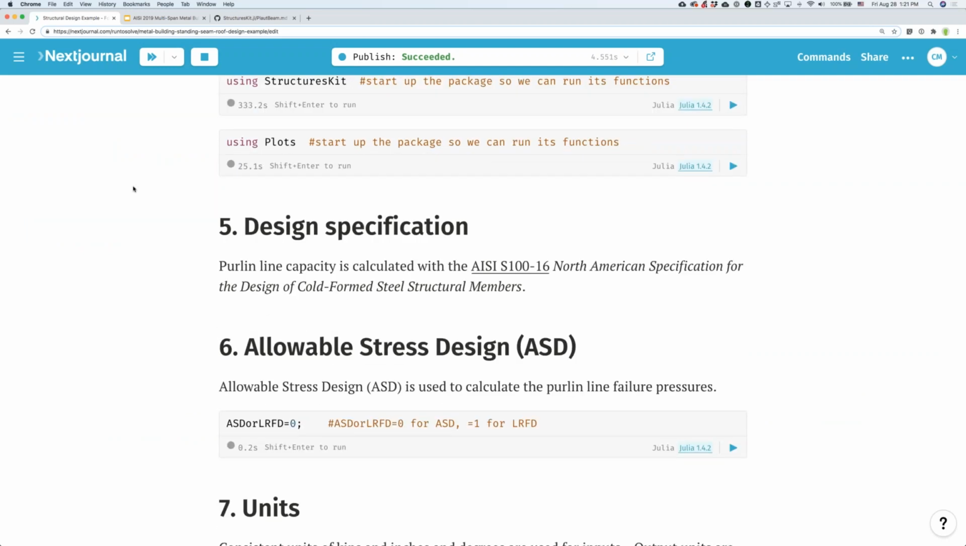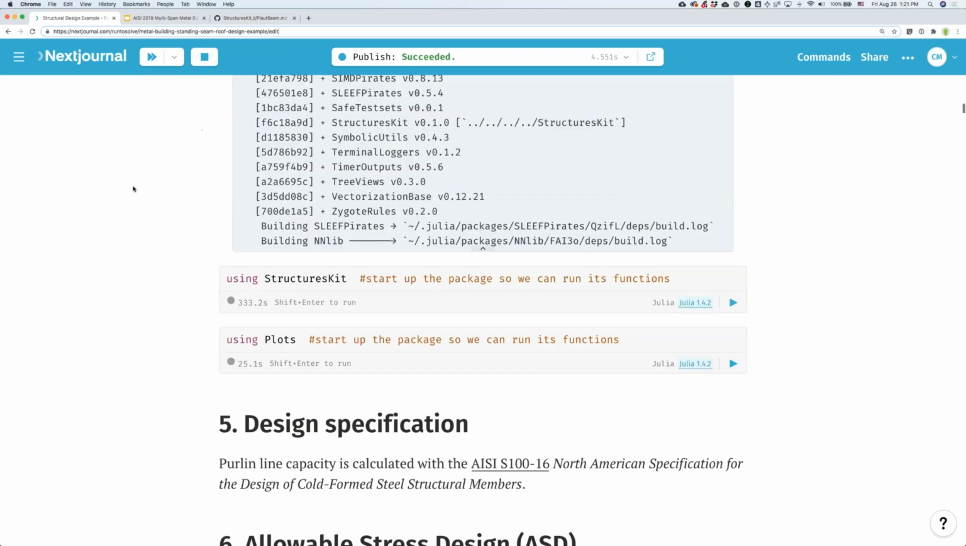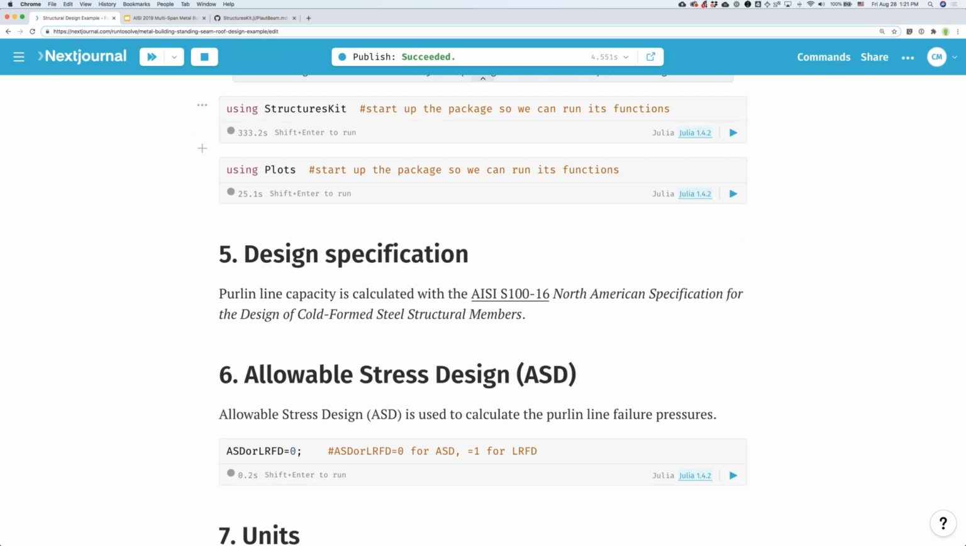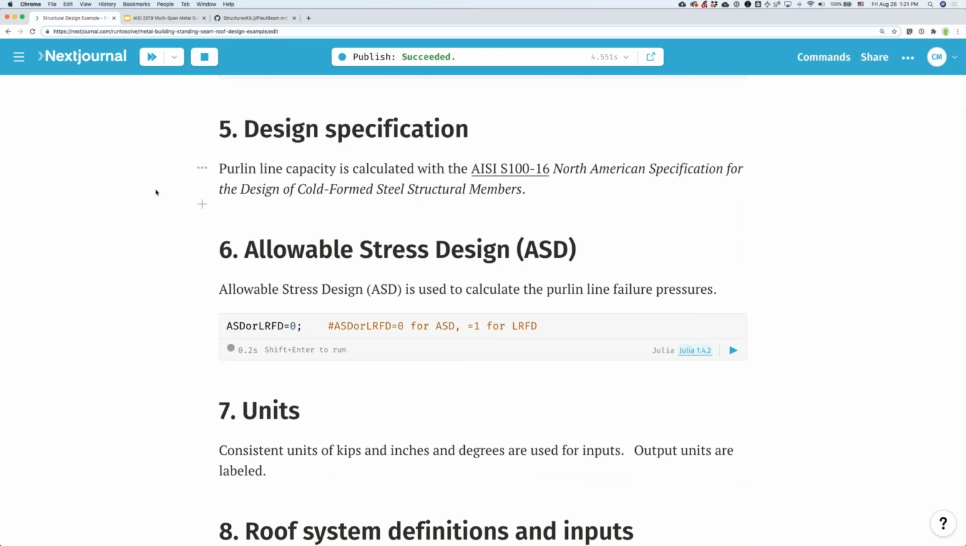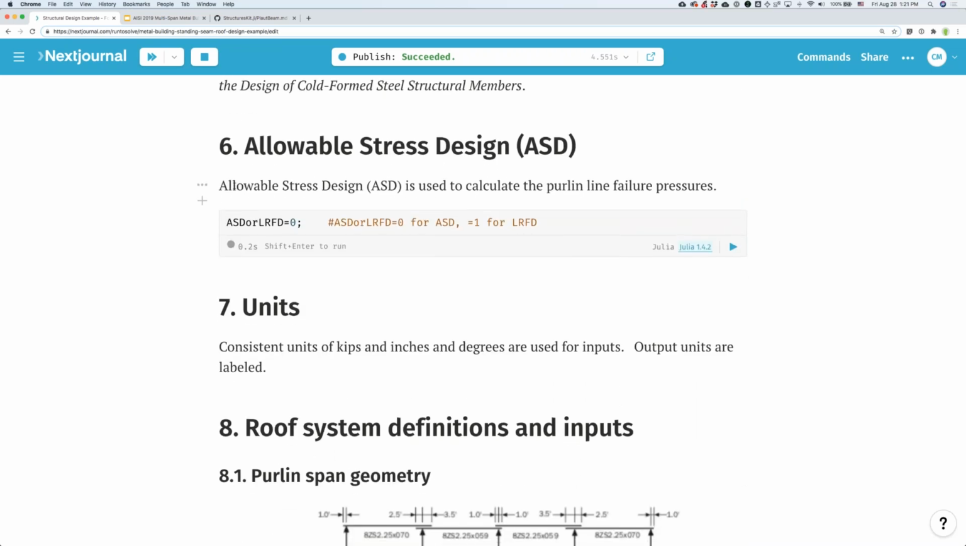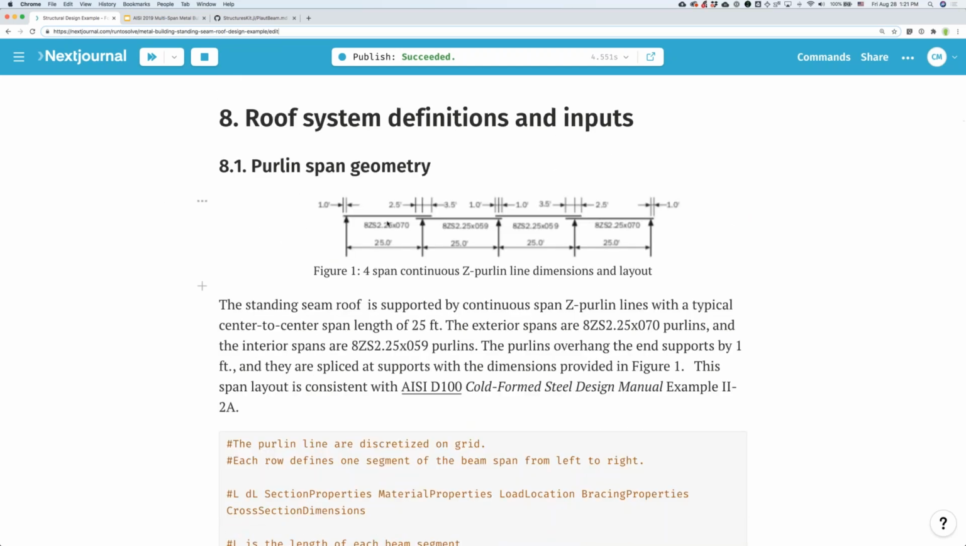work. All right, so source code. We have to tell the notebook we're using StructuresKit, and we're also going to be plotting some stuff, and I list out the design specification. There's an option to use allowable stress or LRFD to find the units. And then this is the example that came directly from D100, and for the person who was asking about the bridging, it's a great question, and we've talked about it a lot. We just didn't include it here.